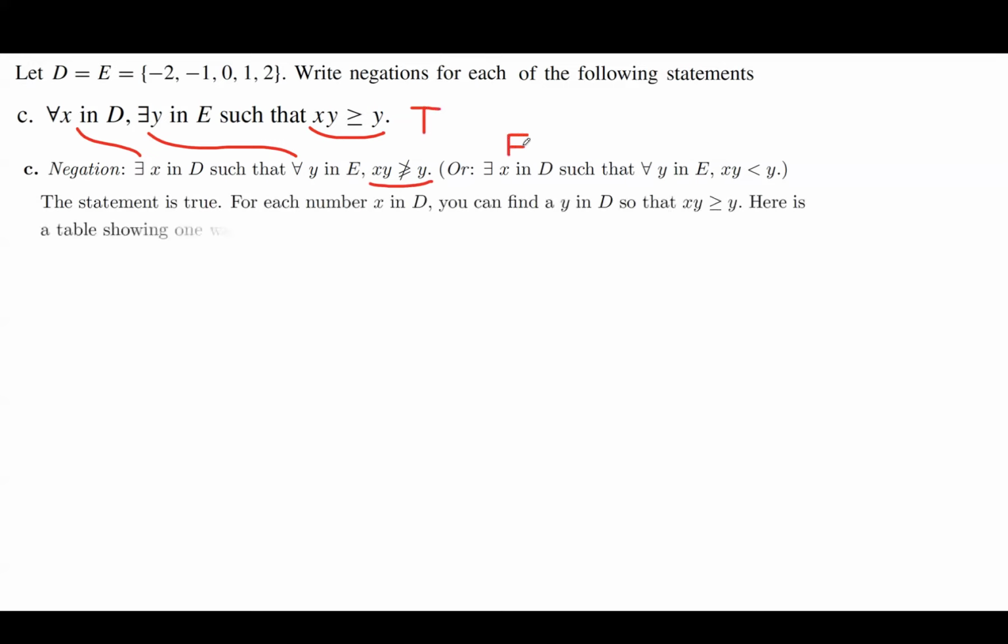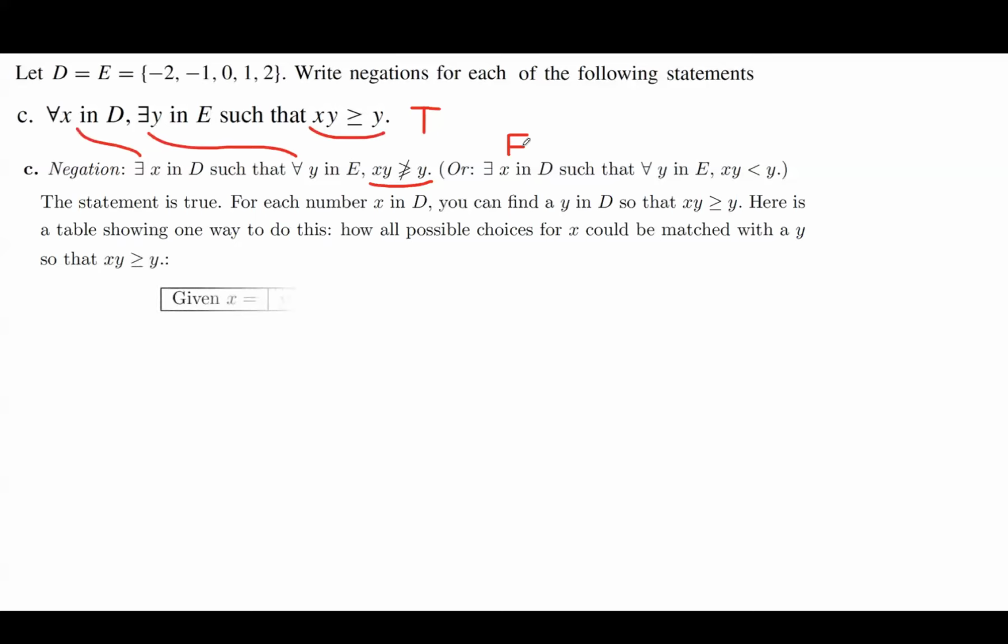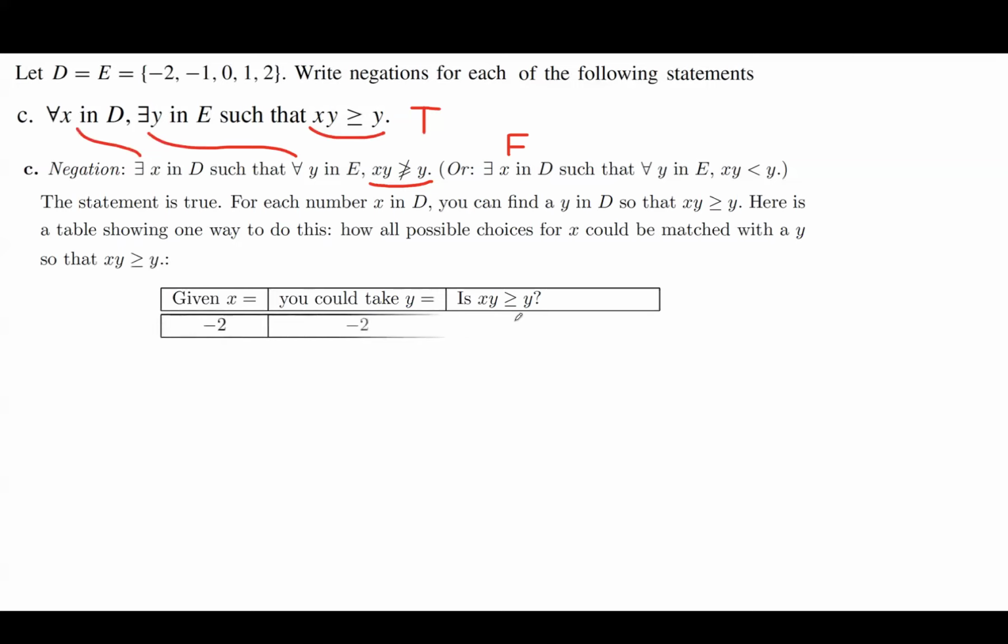Let's take a look at the following table showing all possible choices for x that could match with a y so that xy ≥ y is a true statement. You have 5 options for your x. What is the value for your y that satisfies this relation? If you take x to be -2, you can take y to be -2, and -2 times -2 is 4, which is more than or equal to -2. So we're good for the first choice.